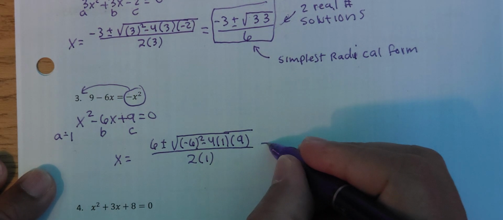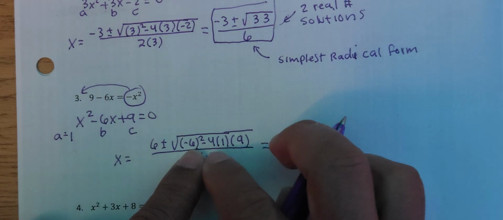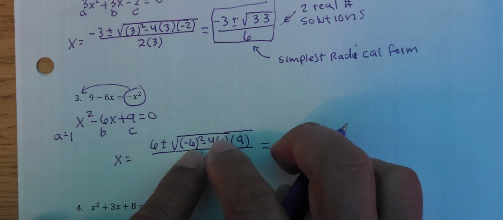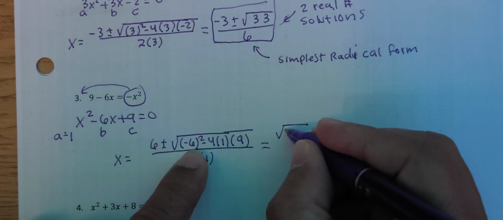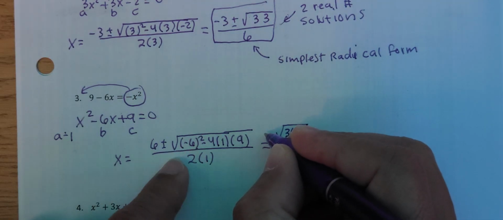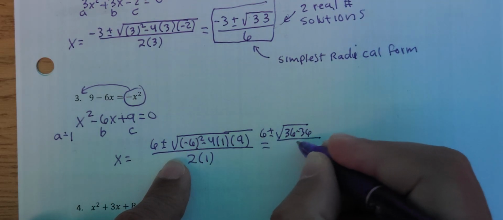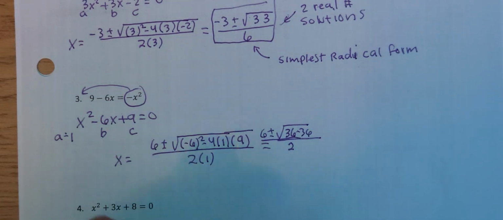So for this one here, notice we have negative 6 squared, which is 36. But the negative 4 times 1 is negative 4. Negative 4 times 9 is negative 36. So we end up with 36 minus 36, and we have 6 plus or minus that, all of this over 2 times 1, which is 2.